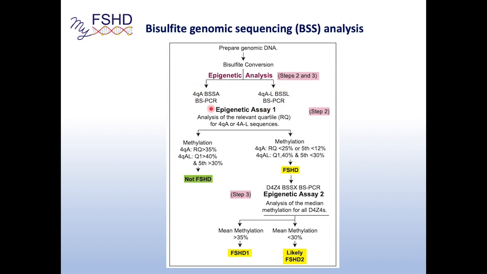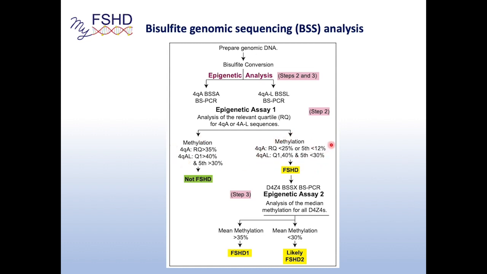Actually, even if you're BB, we're going to do these assays just to make sure that there wasn't a mistake or a mix-up. They should come up negative, no product, and that's what happens. We always like to double-check ourselves. It's a research test, but you know what? It's still somebody's results. Okay, so epigenetic assay one, if you have high levels of methylation, we know that's not FSHD.